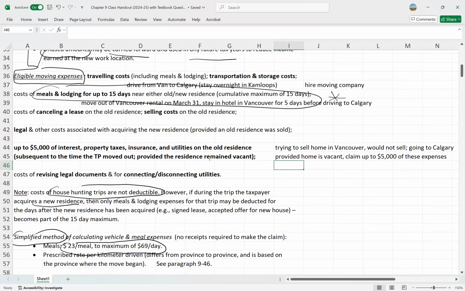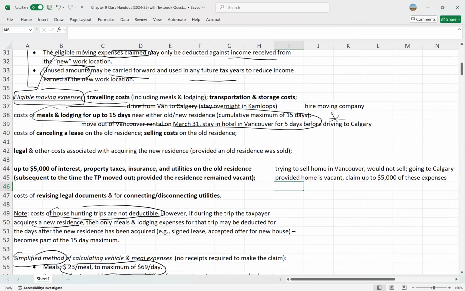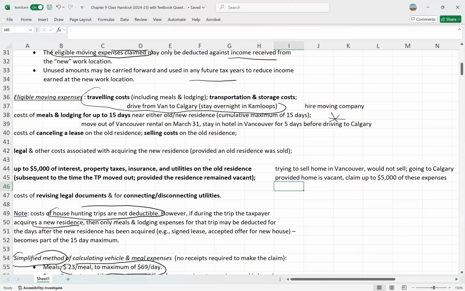So remember we talked about traveling cost. You are driving from Vancouver to Calgary. And so let's say there's a family of 4 of you going, you, your spouse, 2 kids. And so you could claim meals for all 4 of you at $69 a day, including the hotel cost when you stay overnight in Kamloops. So you can choose to use the simplified method if you want, rather than keep track of all your receipts.